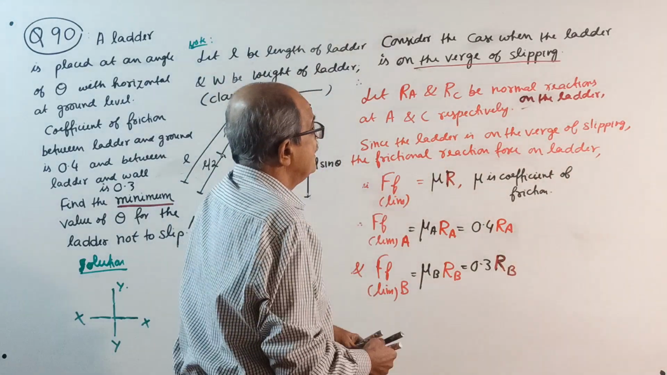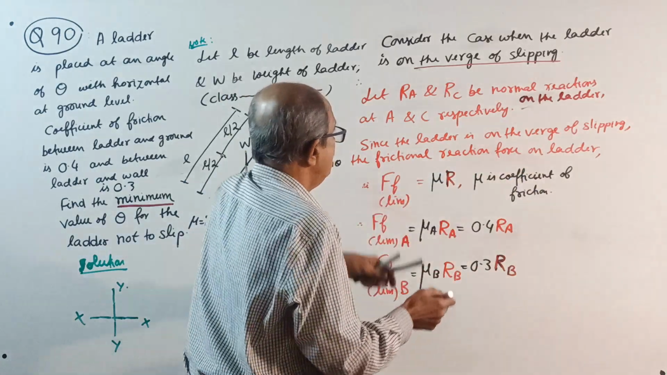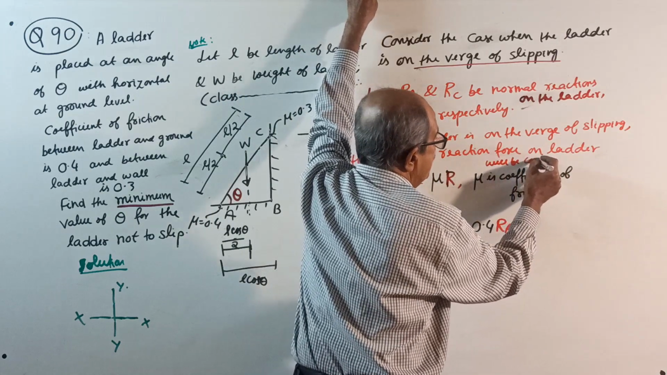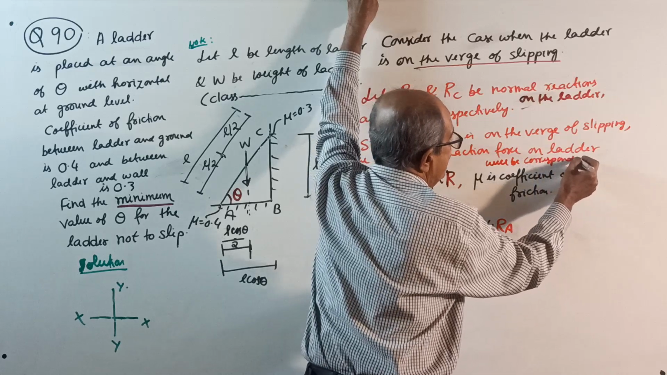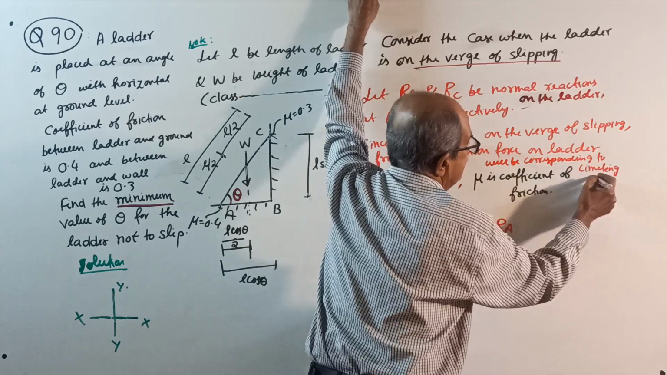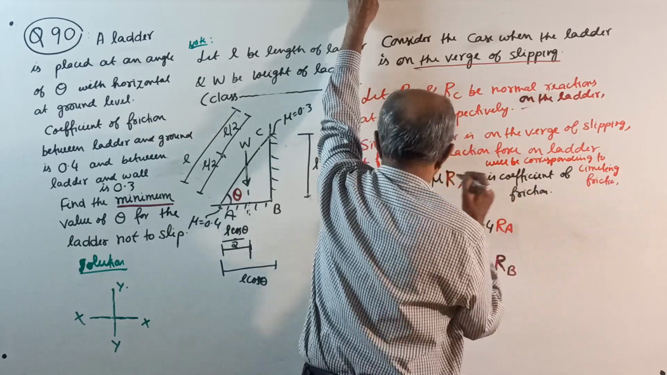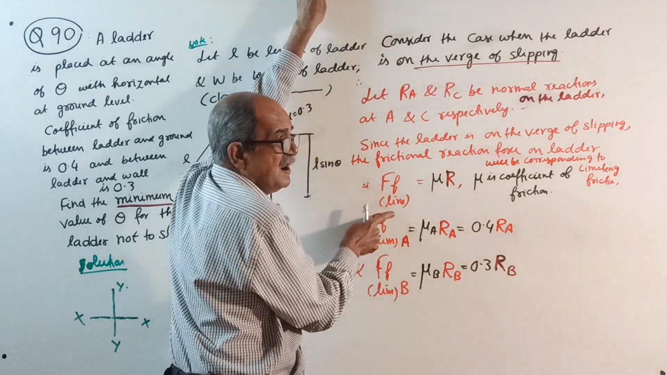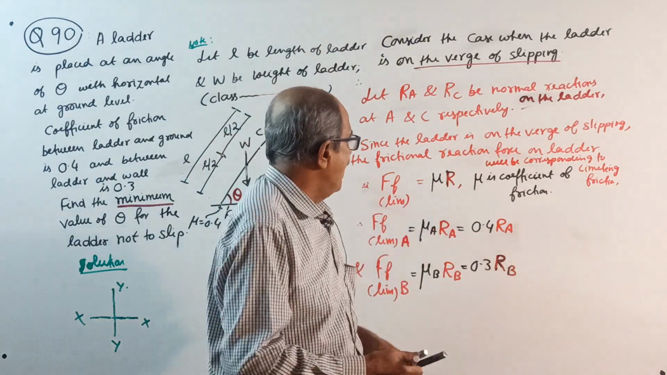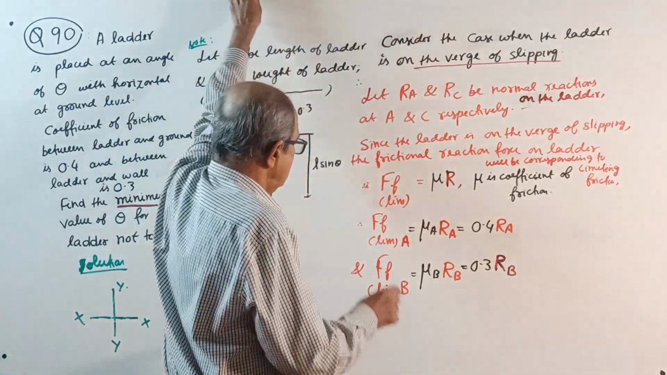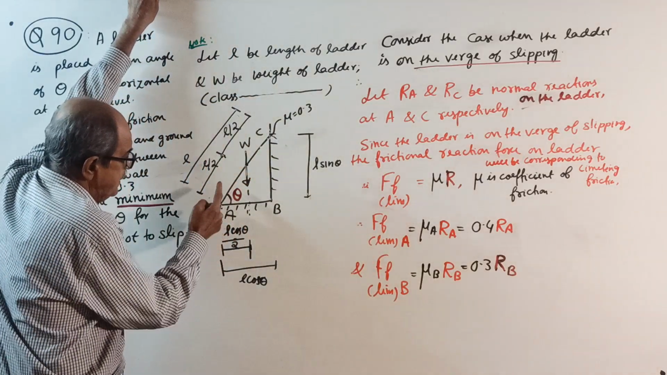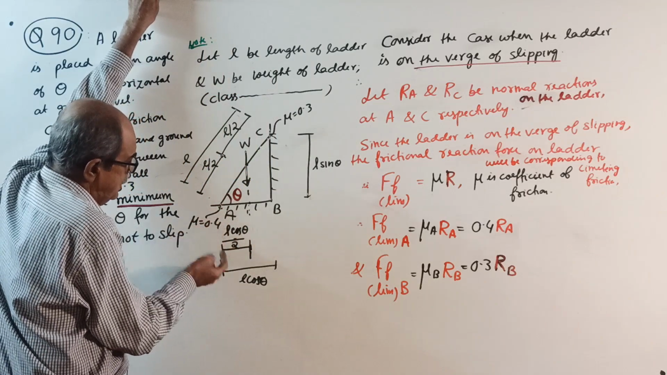See, you should write one more thing. The frictional force on the ladder will correspond to limiting friction. Limiting friction. That is, F limit in general is mu into R, where mu is the coefficient of friction and R is the normal reaction already told. Therefore, F limit at A equals mu at A into RA. Mu at A is 0.4, into RA.